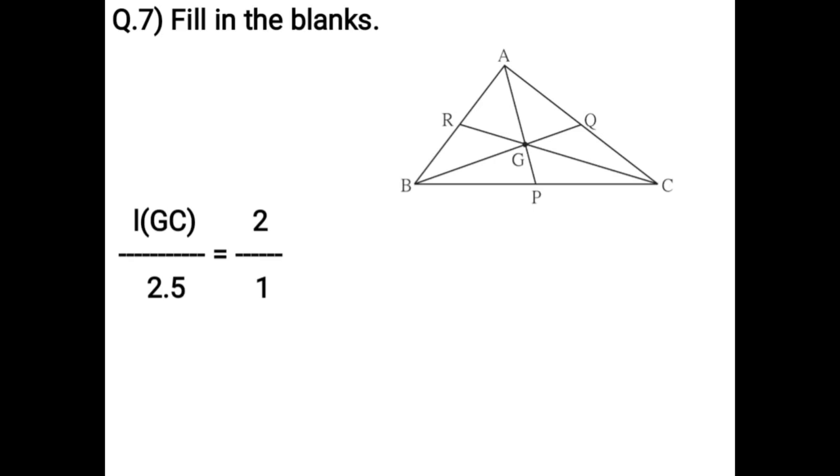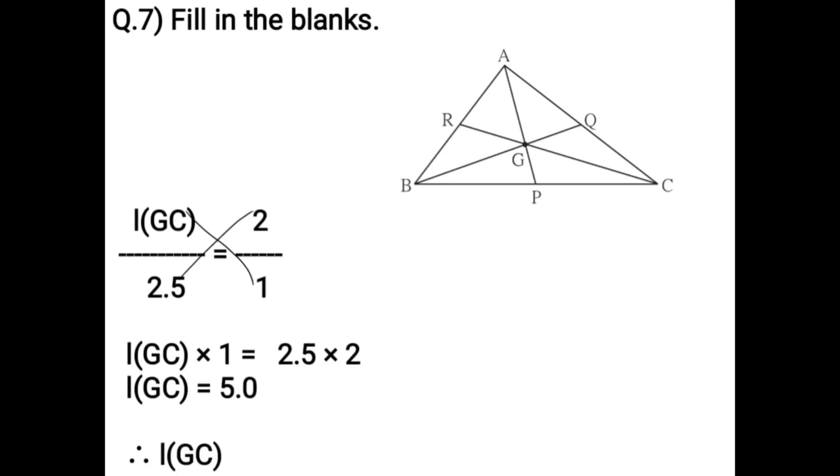You have to do the cross multiplication to find length of GC. That is, length of GC into 1 is equal to 2.5 into 2. Length of GC ones are length of GC, is equal to 2.5 twos are 5.0. Therefore, length of GC is equal to 5.